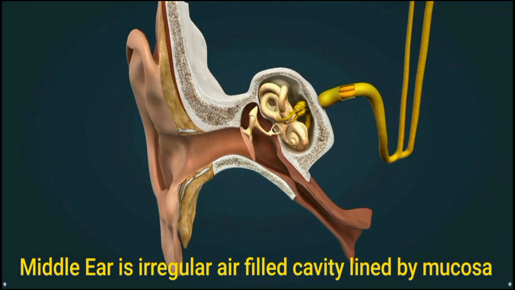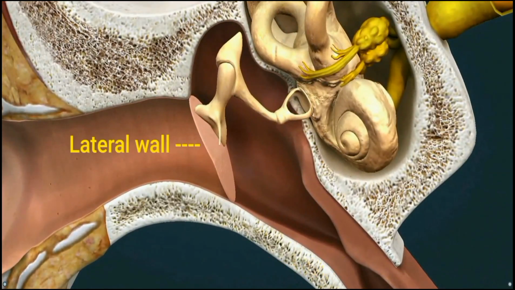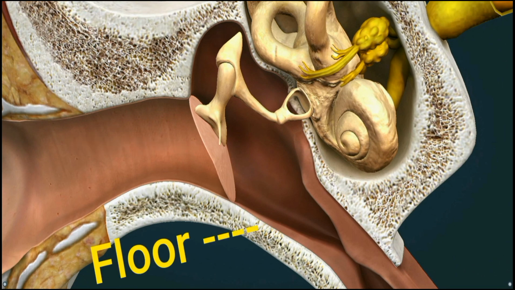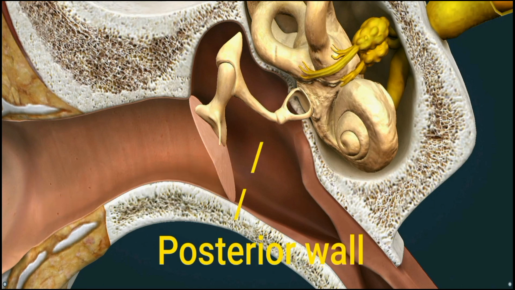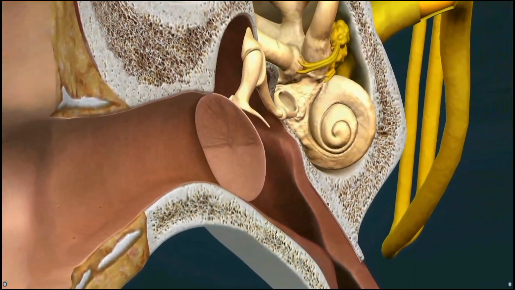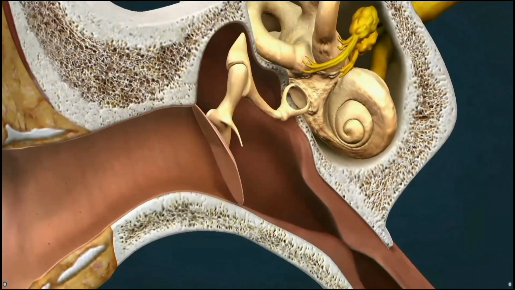So the part of the middle ear lying in front of tympanic membrane is called as mesotympanum. So imagine like a box, lateral wall is by tympanic membrane, roof is by tegmen tympani, floor is by the jugular bulb, medial wall is by the promontory, posterior wall is by the mastoid, and above opening called as aditus to mastoid antrum, anterior wall is by the petrous part.